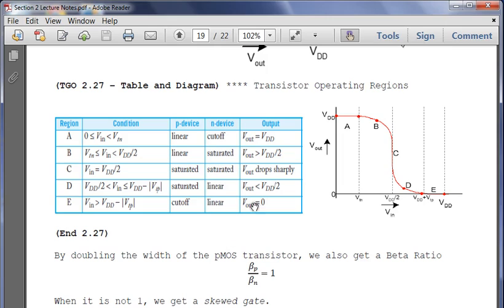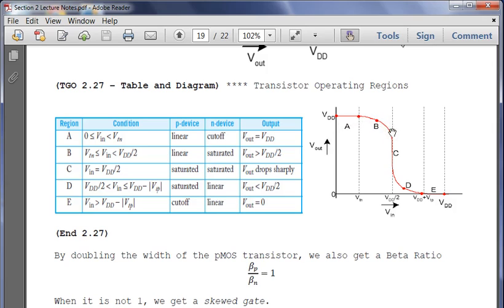When we cross into region B, what ends up happening is the NMOS device goes from cutoff to saturation, and this is because we've exceeded the threshold voltage of the NMOS transistor, but we haven't gotten to VDD over 2 yet. So this is Vtn less than or equal to Vin less than VDD over 2. So in this case, our Vout is going to be greater than VDD over 2, but as you can see, we start decreasing.